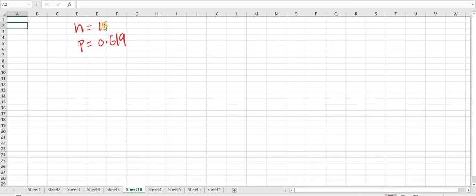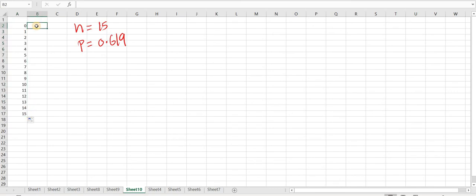The number of trials is 15. That means the possible x values are from 0 to 15. So 0, 1, 2, 3. And then I'm going to select all of these, go to the edge of that as if I'm populating, and then drag it down while holding the mouse down. And then I reach 15 and then let go.